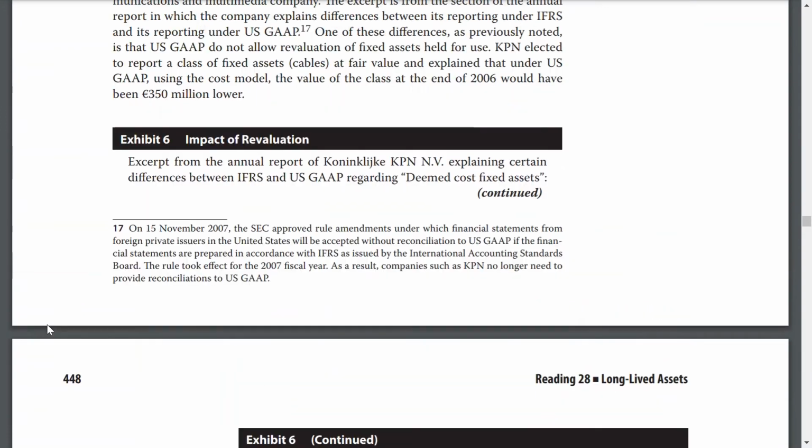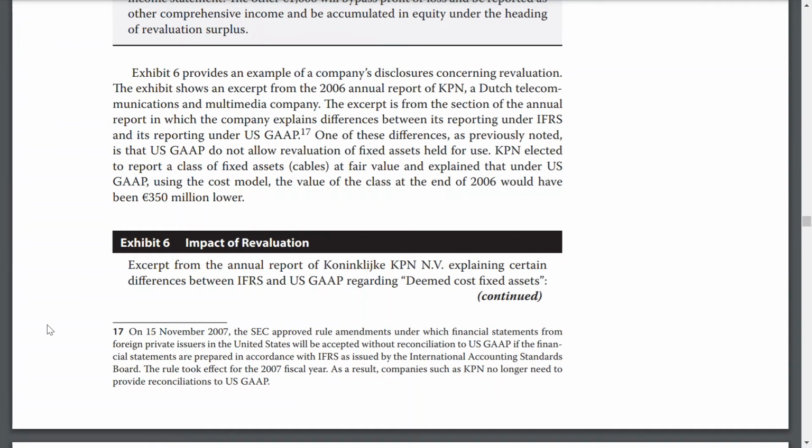Example 6 provides an example of a company's disclosure concerning revaluation. The exhibit shows an excerpt from 2006's annual report of KPN, a Dutch telecommunication and multimedia company. The excerpt is from the section of the annual report in which the company explains differences between its reporting under IFRS and its reporting under US GAAP.